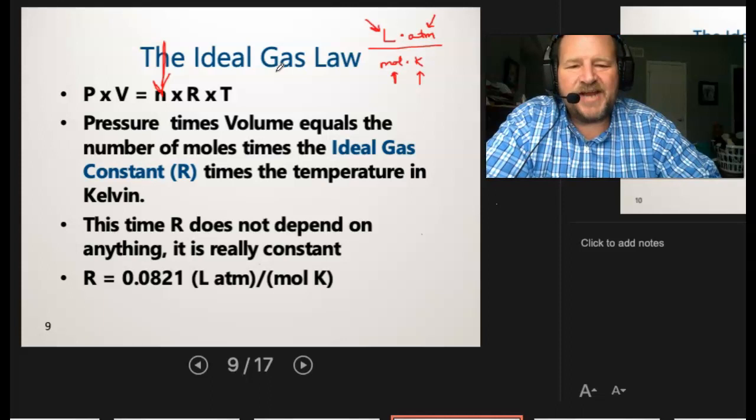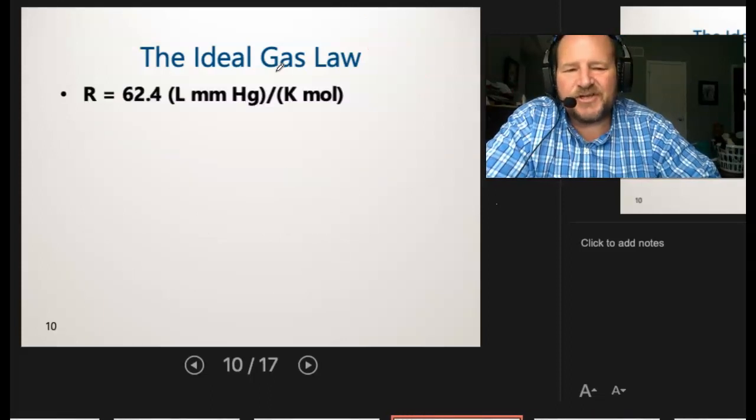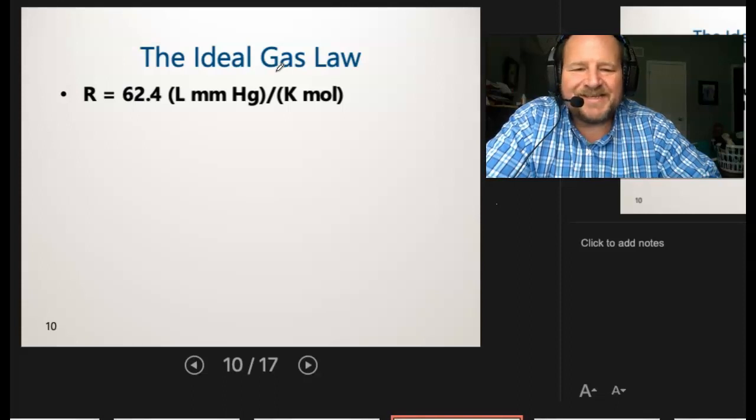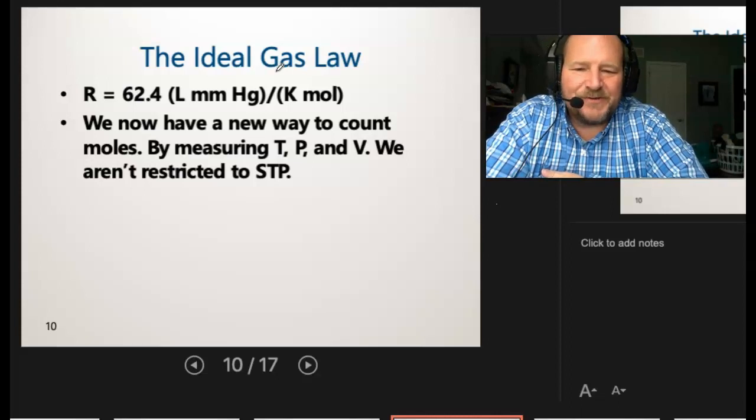So if we change our pressure, then we can end up with another value. And so if I change that pressure to millimeters of mercury, we get 62.4. Now notice it's still liters, but now it's millimeters of mercury per mole Kelvin. Okay, and again, here I have Kelvin mole. It doesn't matter. They're both in the denominator. That's all that matters. Now, the key here is we now have a way to count moles by using gases.